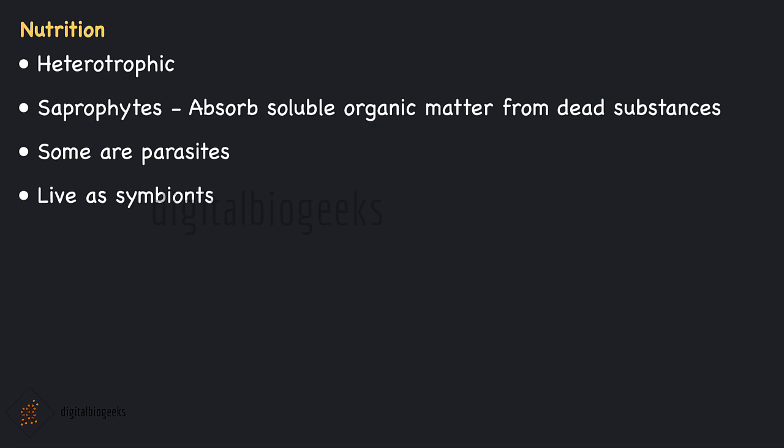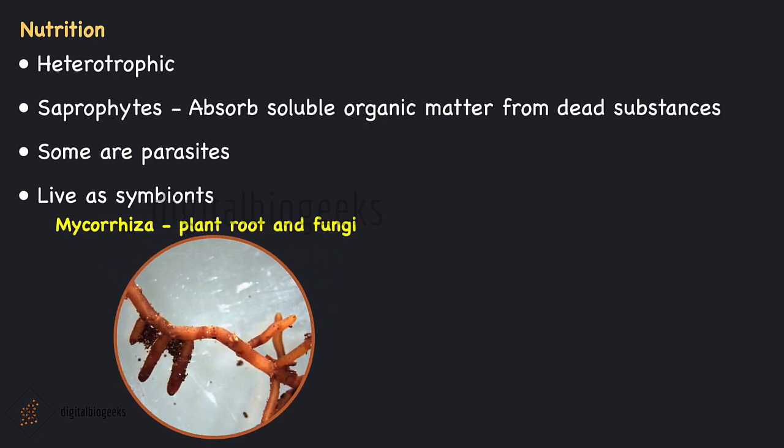Symbiosis, as you know, is a relationship between two biologically different species where both the organisms get benefited. Fungi can live in symbiosis with the roots of many higher plants. These kinds of fungi are called mycorrhiza. Here you can see the fungi in the plant roots. When they live in plant roots, they can absorb the nutrients from plants like carbohydrates and glucose.